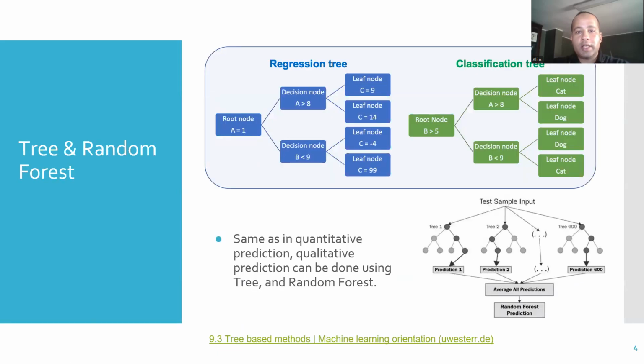Same as for quantitative predictive models, random forest and tree models can be used for qualitative variables as well. Here, the results are classes rather than numbers.